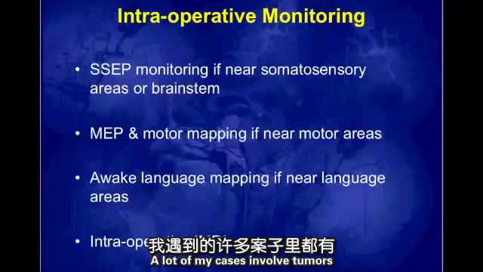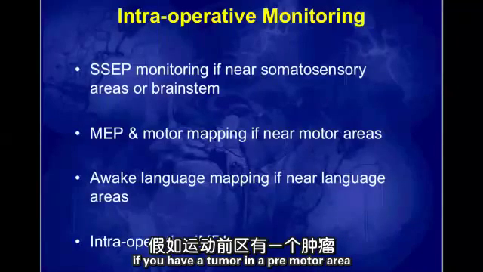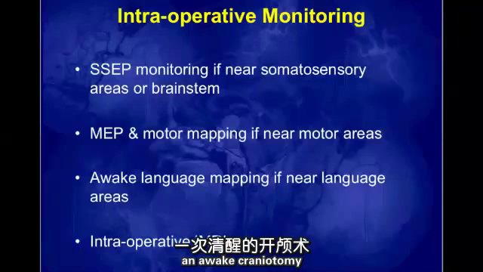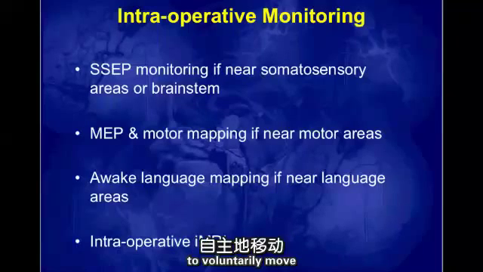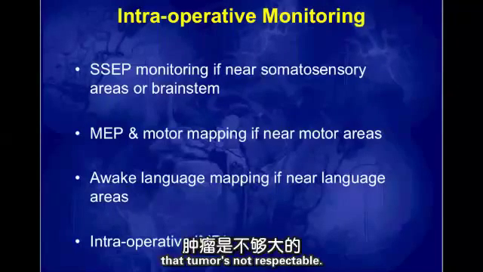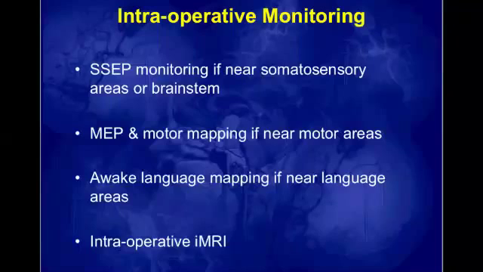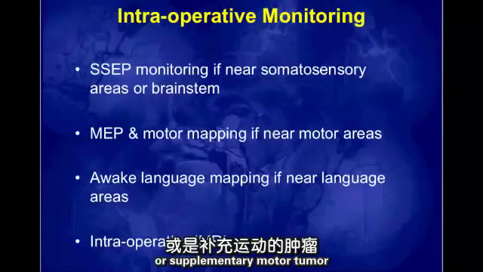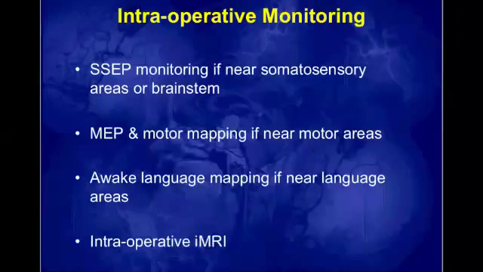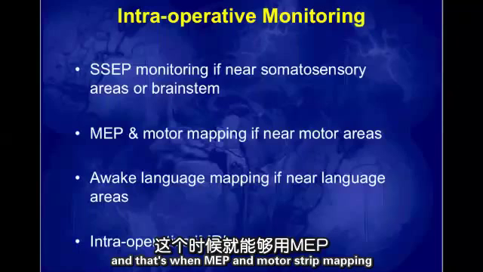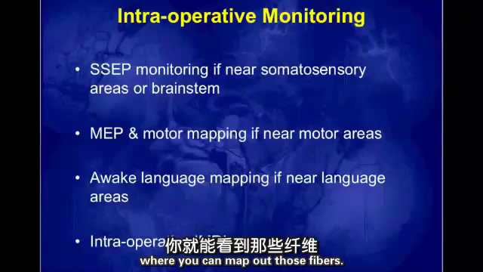A lot of my cases involve tumors within premotor areas. So, for instance, if you have a tumor in premotor area, it doesn't actually help you to do an awake craniotomy and monitor motor function, because the patient's not going to be able to voluntarily move. But that doesn't mean that that tumor is not resectable. As long as you maintain the primary motor cortex, you can take out a premotor or supplementary motor tumor as long as the primary motor cortex and fibers are not interrupted. And that's when MEP and motor strip mapping comes into play, and even subcortical motor stimulation, where you can map out those fibers.